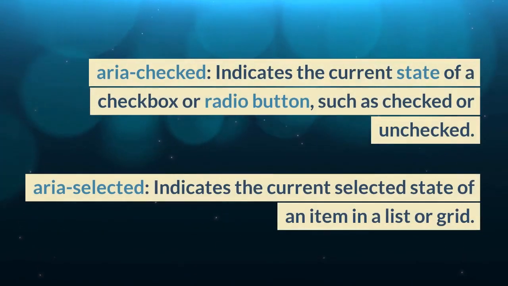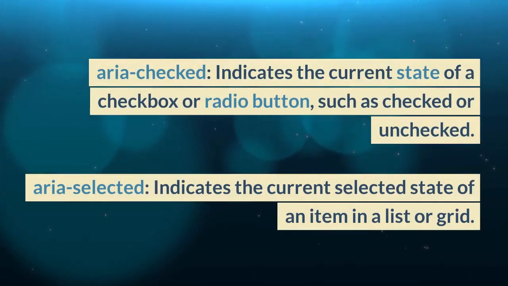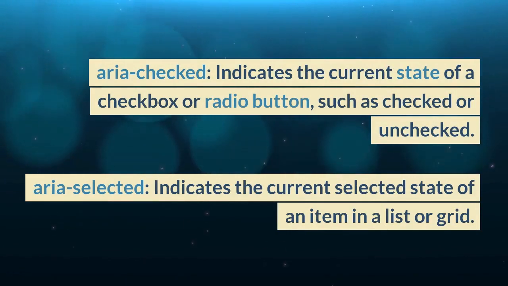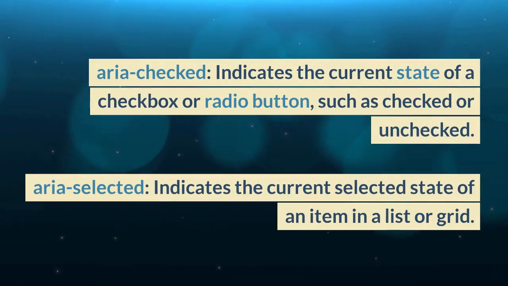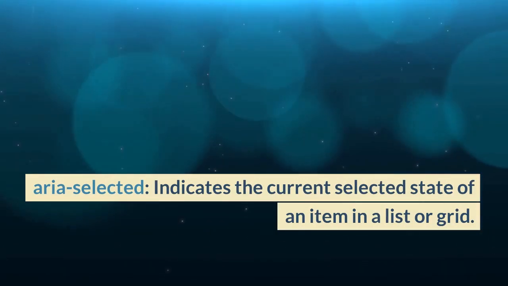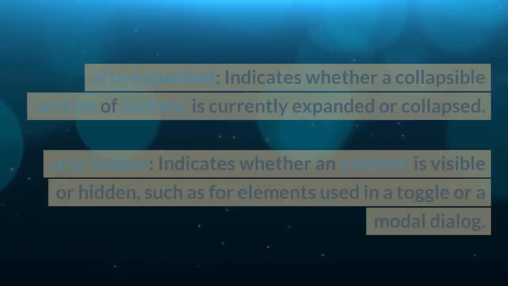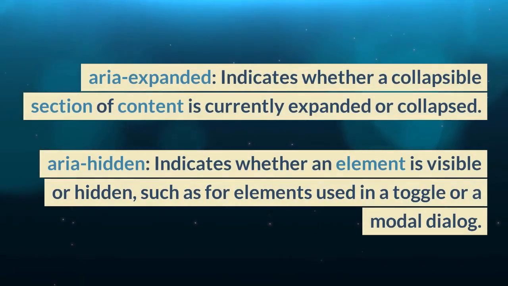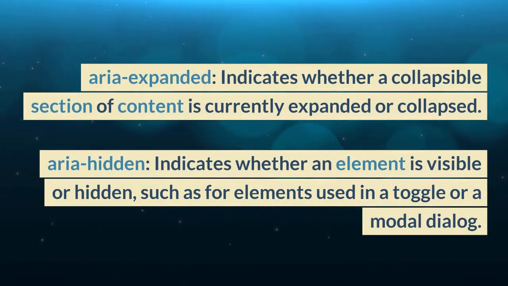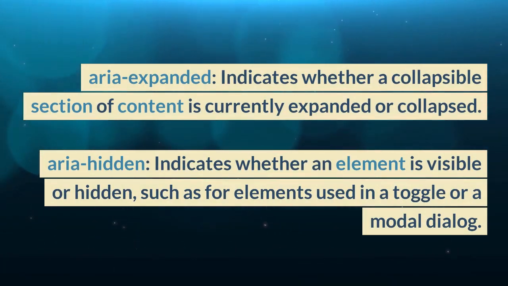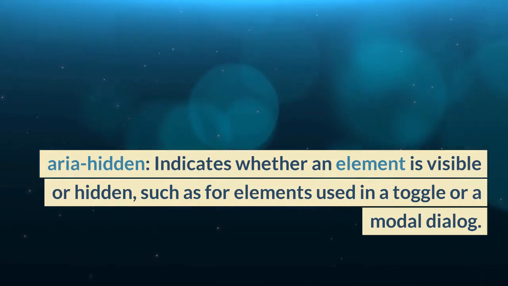ARIA states. Aria-checked indicates the current state of a checkbox or radio button, such as checked or unchecked. Aria-selected indicates the current selected state of an item in a list or grid. Aria-expanded indicates whether a collapsible section of content is currently expanded or collapsed. Aria-hidden indicates whether an element is visible or hidden, such as for elements used in a toggle or a modal dialog.